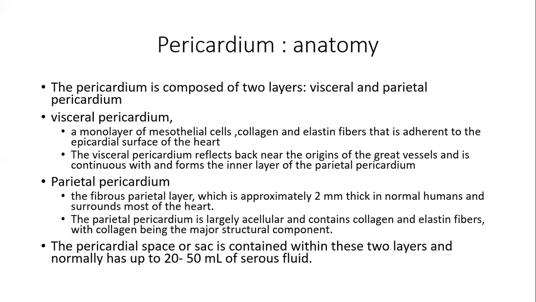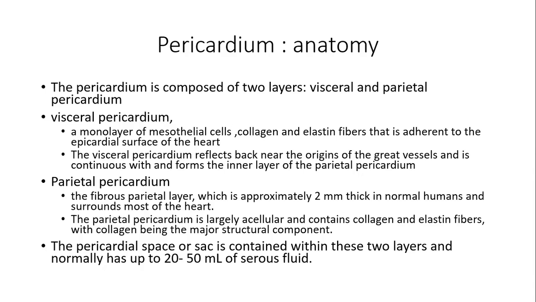The pericardium is composed of the visceral and the parietal pericardium. The visceral pericardium is a monolayer of mesothelial cells. It also has collagen and elastin fibers, which is adherent to the epicardial surface of the heart. The visceral pericardium also reflects back near the origin of the great vessels and is continuous with, and then forms, the inner layer of the parietal pericardium.